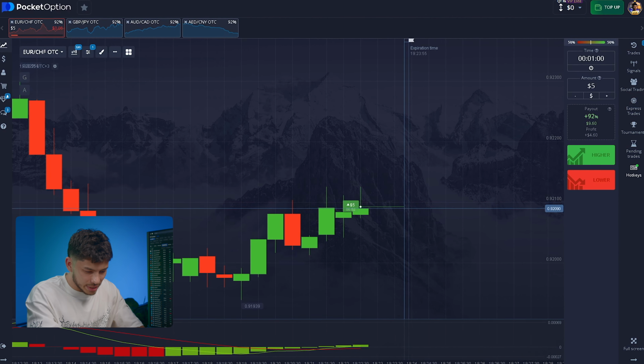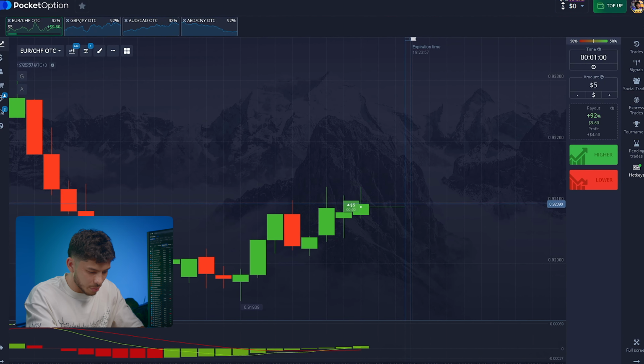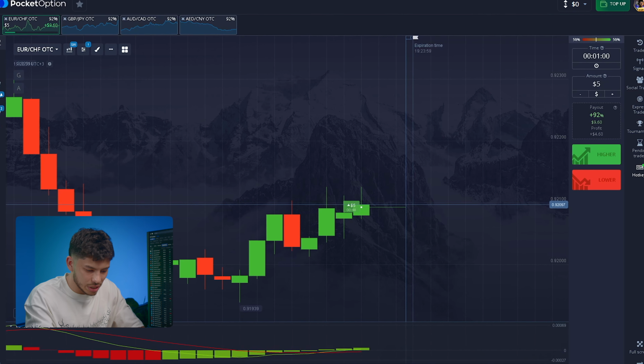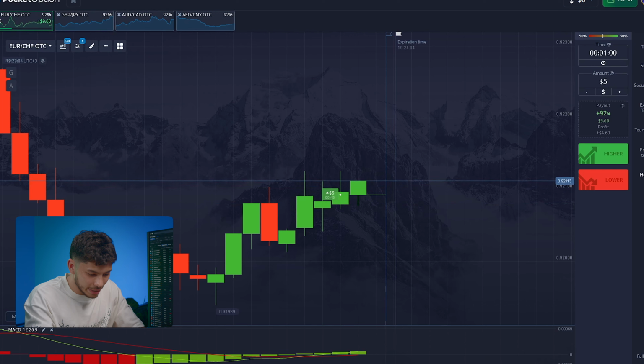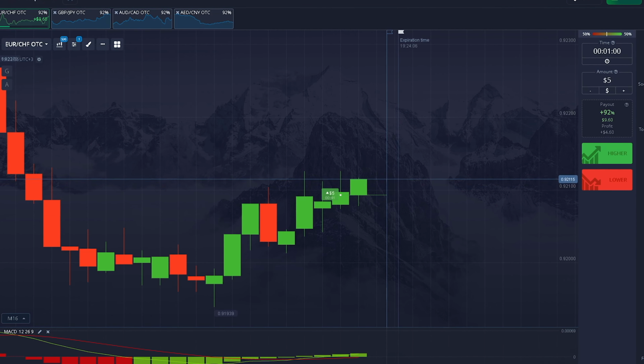Looking at the chart, I see we're in an overall uptrend, and the most dangerous thing in this situation is to trade against the trend. And the bot made a really smart choice. The candles are moving in the direction we want.